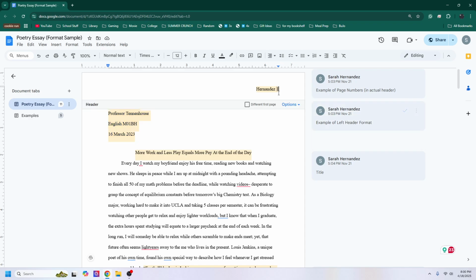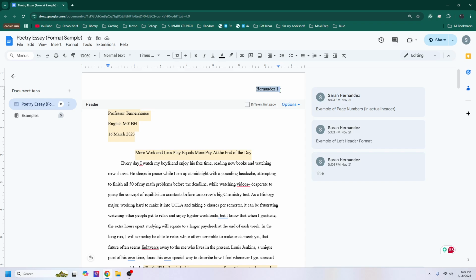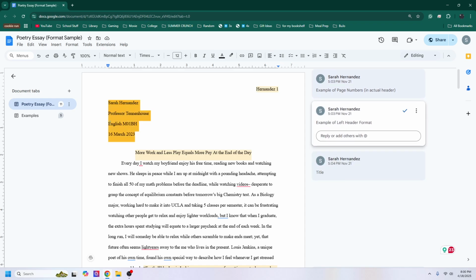So that's the first thing you need. And remember, it's not just the page number, because it's MLA formatting. If it's APA, it's a different story, but in MLA, you have your last name and your page number. Here's our, what I like to call the left header format, because it's the header on the left. I've got my first name, my last name. Underneath, I've got Professor Tenenhouse's name. Underneath Professor Tenenhouse, I've got the class I'm writing for, and the date.